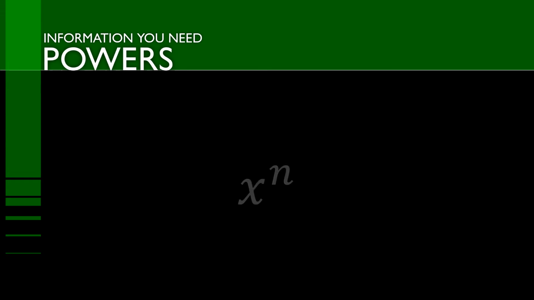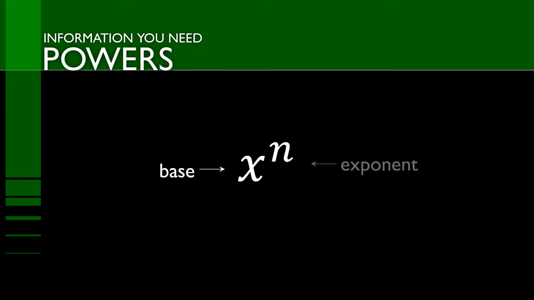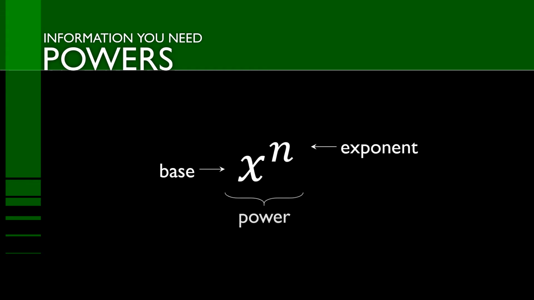So if you have x to the n, we're going to call this a power. The entire thing put together is called the power. The x is the base, and the n is the exponent. So if you have 2 to the third, 2 is going to be your base, 3 is going to be your exponent. The 3 tells you how many times you're going to multiply the base against itself. So 2 to the third tells you 2 times 2 times 2, which is 8.